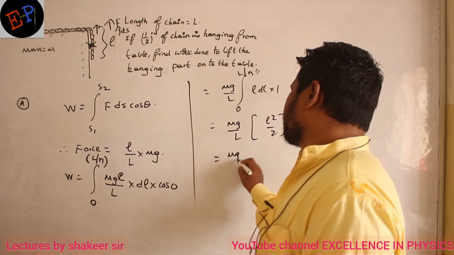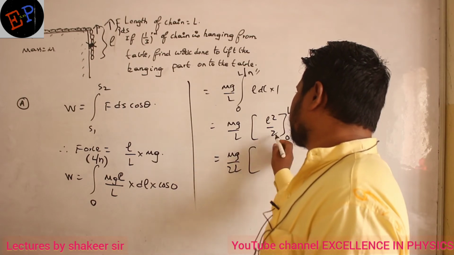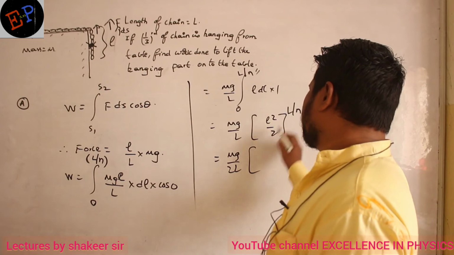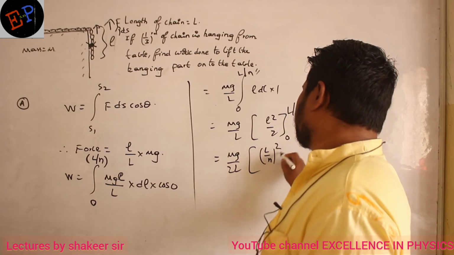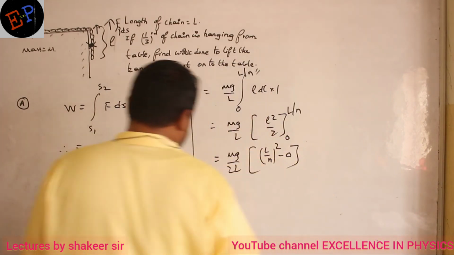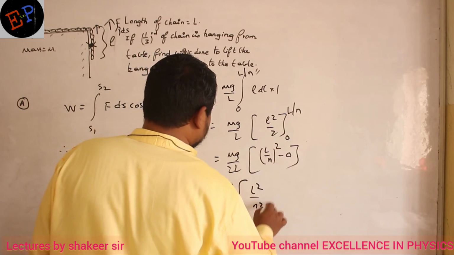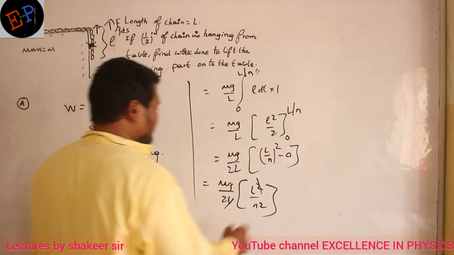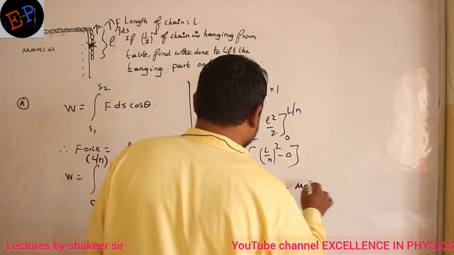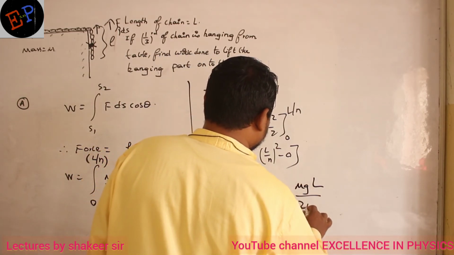Clear, no? So mg by L multiplied by 2L. This 2 you can take here. So in L square you can substitute L by N whole square minus 0. Clear, no? So therefore mg divided by 2L multiplied by L square divided by N square. So L and 1L will get cancelled. So therefore mgl divided by 2n square.